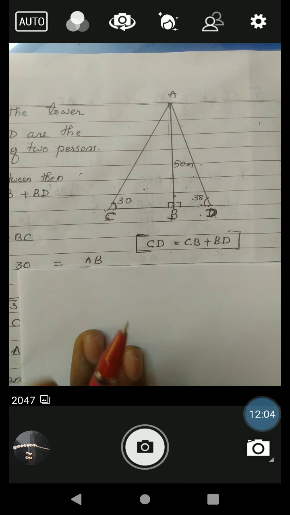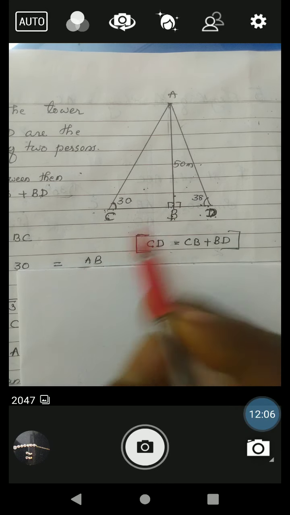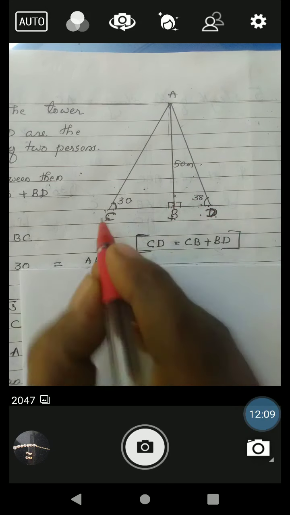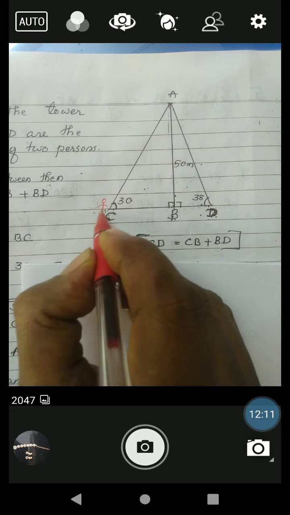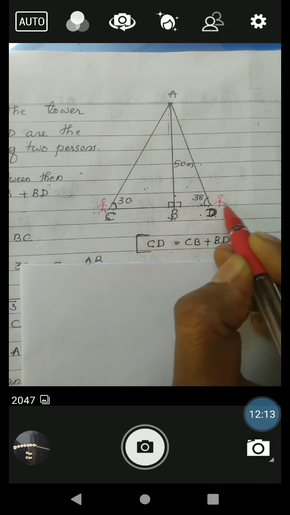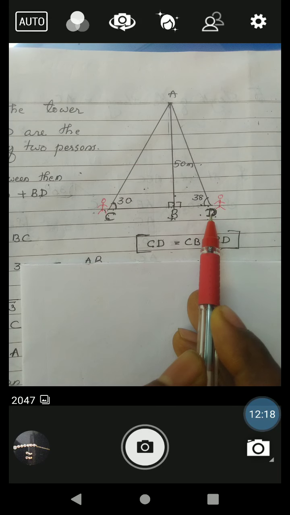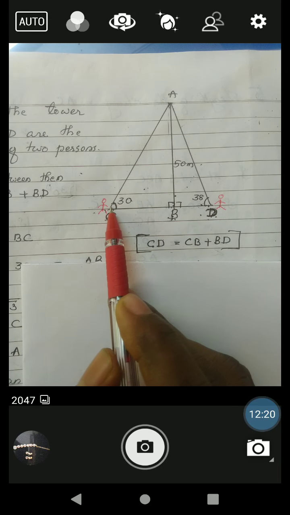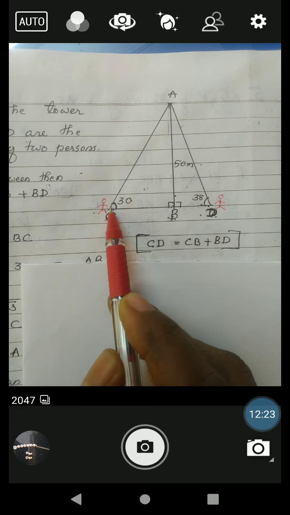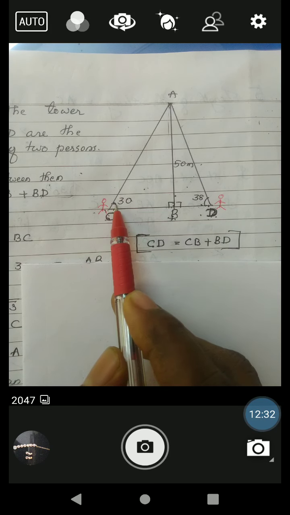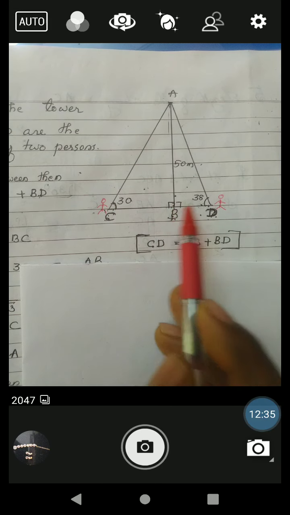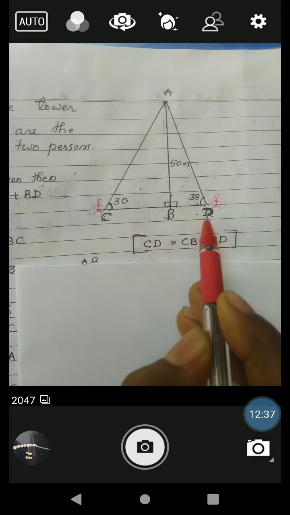Two persons are standing on the opposite sides of the tower like this. This is the tower. The positions of them are C and D. They observe the angle of elevation of the top of the tower to be one 30 degree and the other 38 degree. We want to find the distance between C and D.